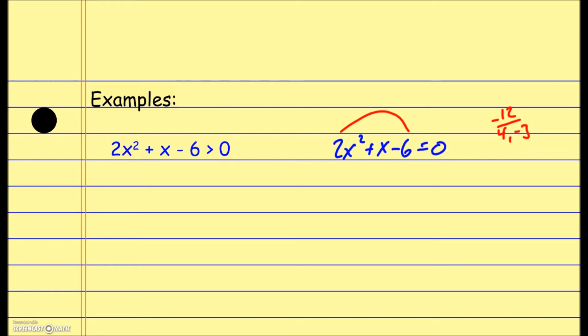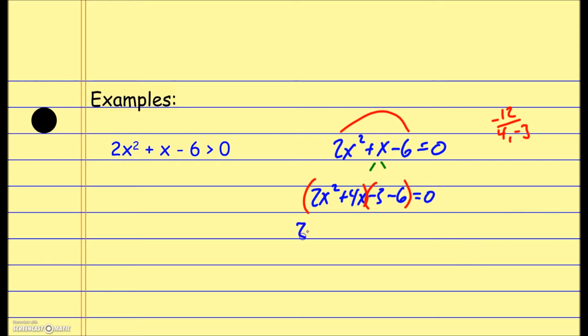There's another shortcut we can use, but some of us don't know it, so I'm going to split up this middle term. So I'm going to rewrite this as a 2x squared plus 4x minus 3x minus 6. And I'm going to factor by grouping. Alright, that's what we do when we have a value other than 1 out front. I split up that middle term and I factor by grouping.